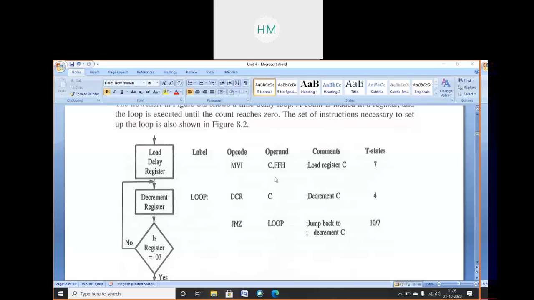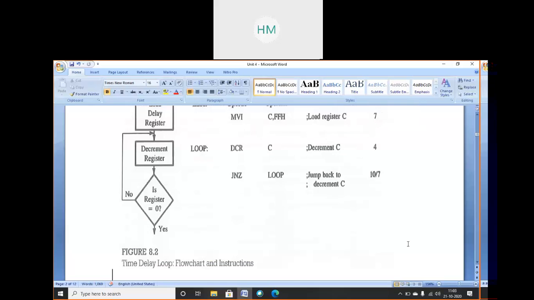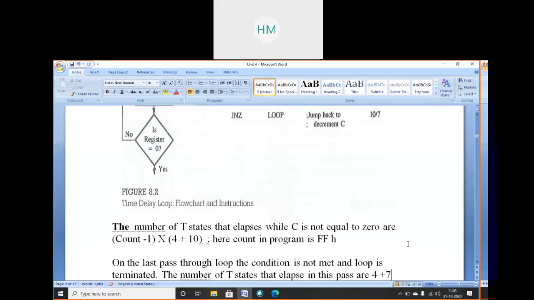Okay students, have you written this program in the copy? Have you all written this? Made the flowchart? Yes or no? Okay, so we will move ahead.